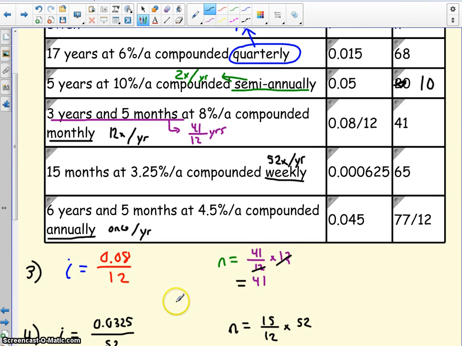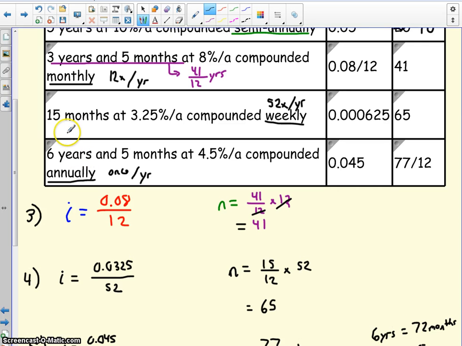and you get 41 as your n value. Okay, for the fourth one, 15 months, if you're looking at n, 15 months is 15 over 12 years. Weekly is 52 times a year, so 15 over 12 times 52 is 65. For I, 3.25% is 0.0325 divided by 52 to give me that.